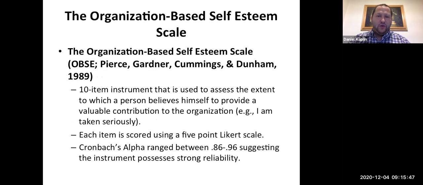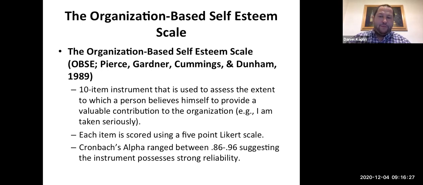Then you move into your instrument section. And in your instrument section, you cite what the instrument is, right? And this comes from your method section. You cite the instrument and then you talk about it. Well, what is the instrument? It's a 10-item instrument that is used to assess the extent to which a person believes himself to provide valuable contribution to an organization, right? So that is a description.